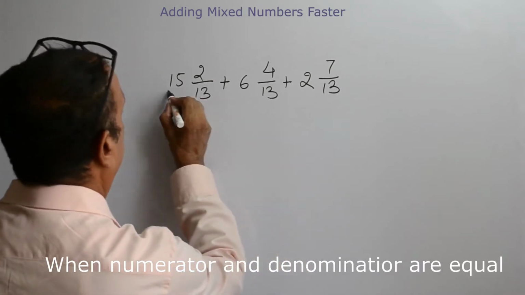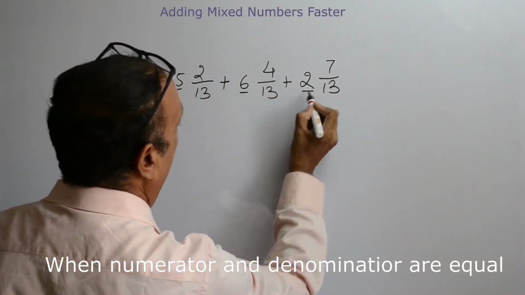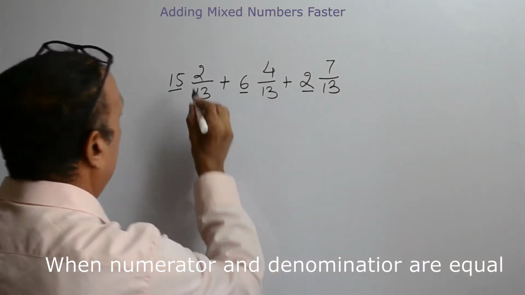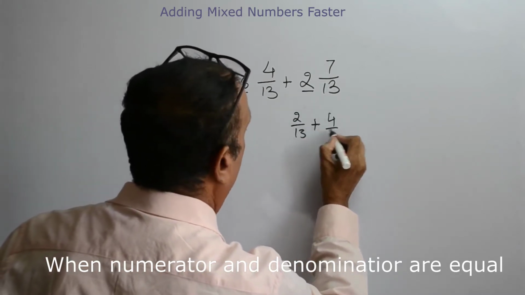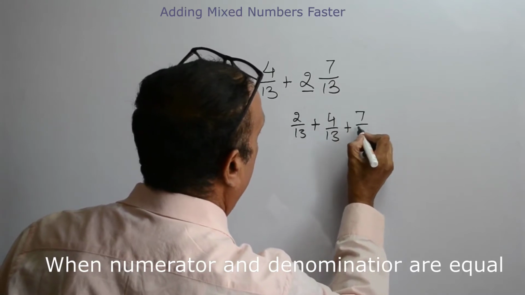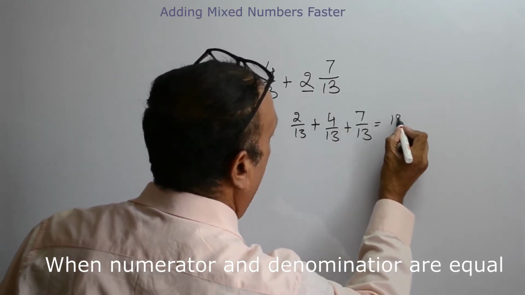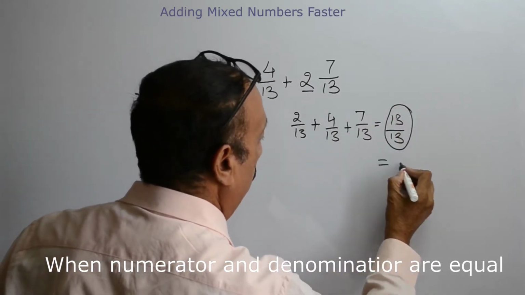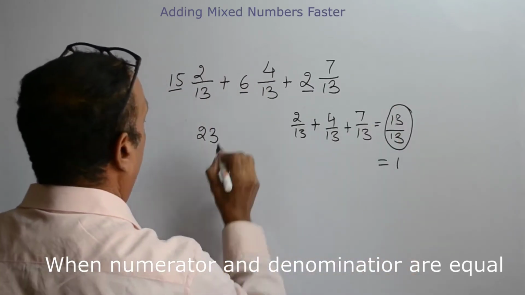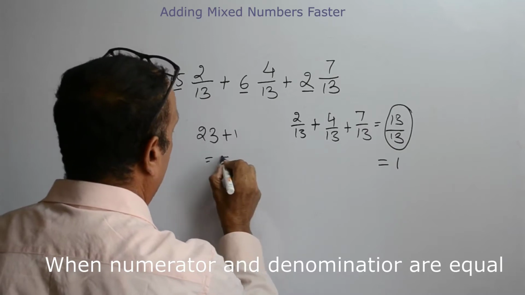So here 15 and 6 is 21, and 2 is 23. When we add up 2 upon 13, 4 upon 13 and 7 upon 13, we get 13 upon 13. 13 upon 13 is equal to 1. So 23 plus 1 is 24.